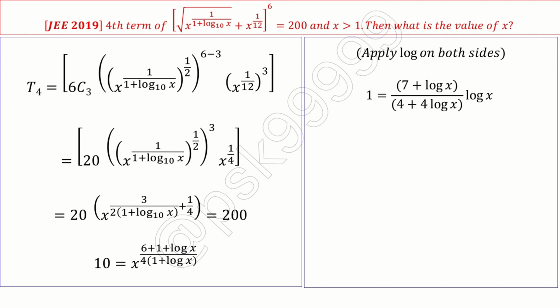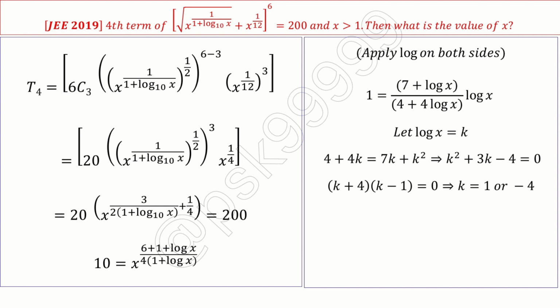You will get (7 plus log x) divided by 4 plus 4 log x into log x equal to 1, or you can take log x as k, then it will become 4 plus 4k equal to 7k plus k squared, or you get a quadratic equation in k which is k squared plus 3k minus 4 equal to 0. So k is either 1 or minus 4 and k is nothing but log x. So log x is 1 or minus 4, which means x is 10 or 1 by 10 to the power of 4, and it is given in the question that x is greater than 1. So in this case x is 10. That's the answer.